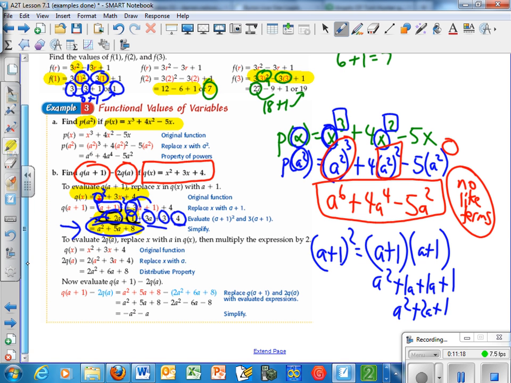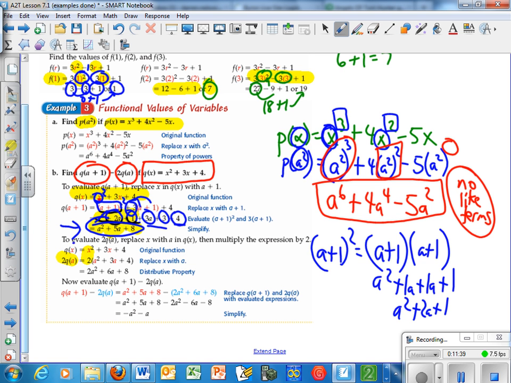So I'm putting in a binomial in for x. So I had to use the distributive property. I had to FOIL or square a binomial when I did that. To evaluate 2 times q of a, here's what they do. They do 2, that's this 2 right here, times q of a.